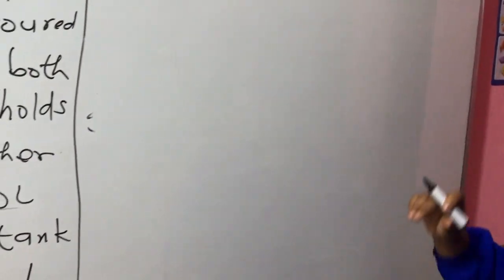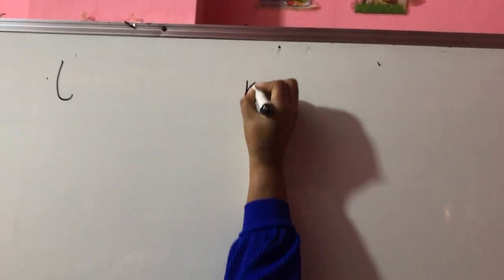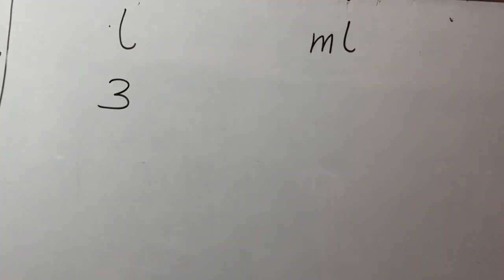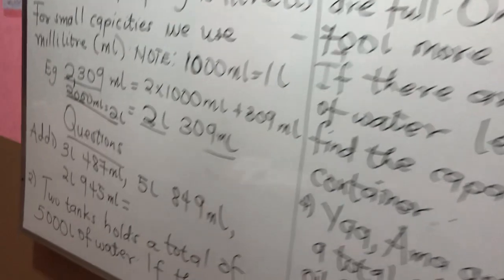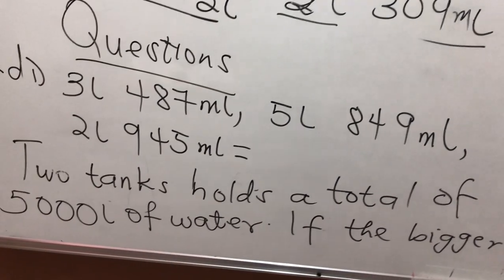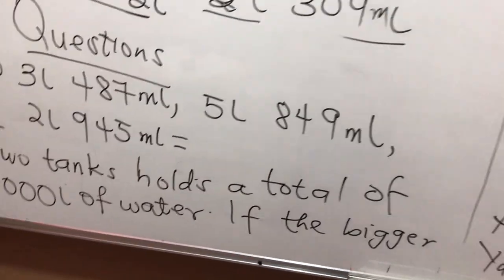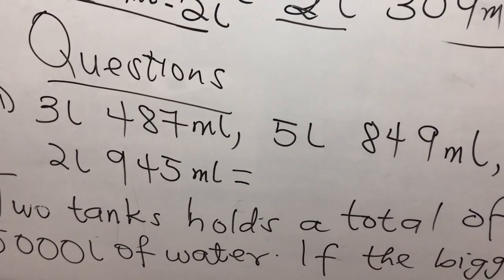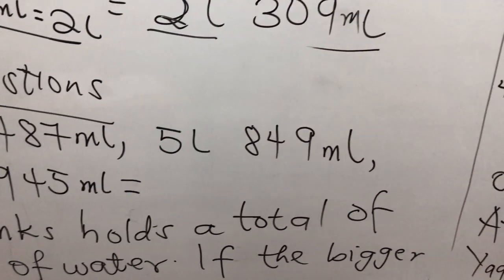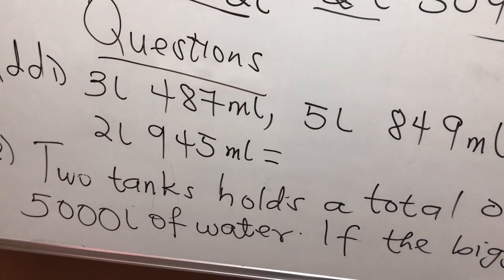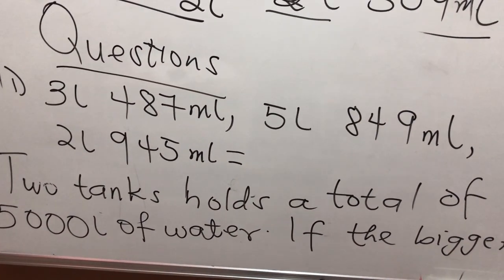Okay, now let's pick the first one. So you bring your units. So you have your liters and your ml here. Now what goes under the liters? 3 is there. 5 is also there. And 2 is also under liters. Right? Now let's pick under the 3 liters. Under the 3 liters, we have 4, 8, 7 under milliliters. And for the 5 liters, it has 8, 4, 9. And for the 2 liters, it has 9, 4, 5. All right.